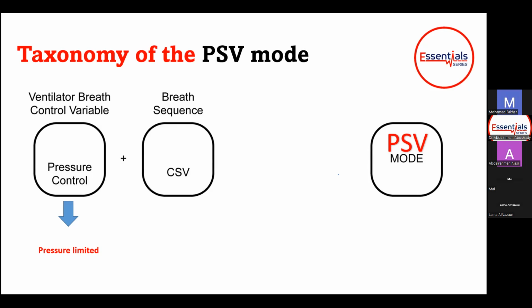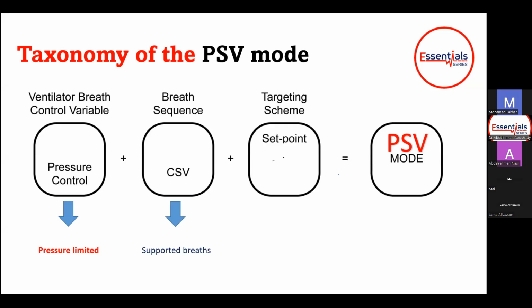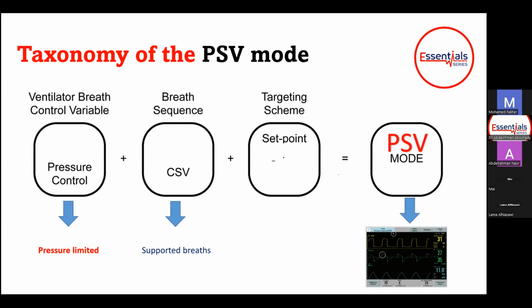What about the breath sequence? Can the pressure support ventilation mode give any mandatory breath? No. So it's a continuous spontaneous ventilation. What about the targeting scheme? As we said, it's a set point. We set the pressure support and the expiratory trigger sensitivity and the rise time. So we have a set point for the limit and the control variable. That's how we classify a pressure support ventilation. Okay.